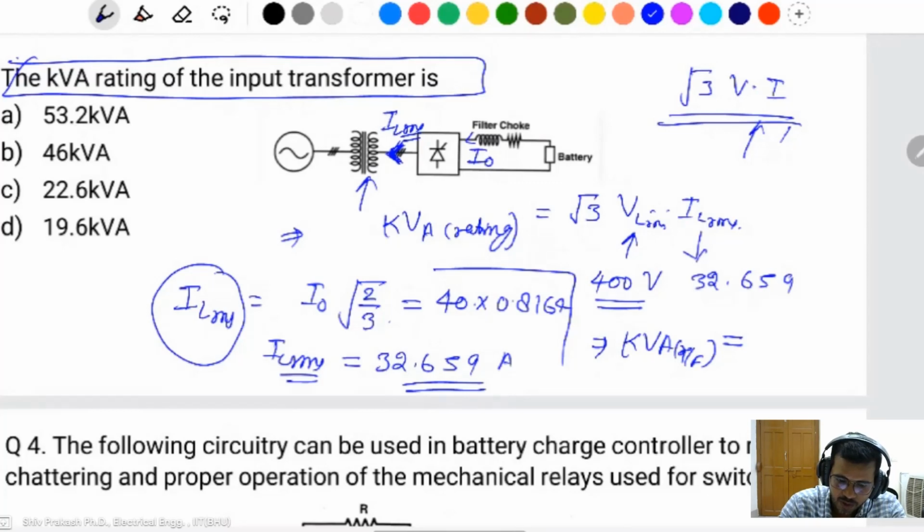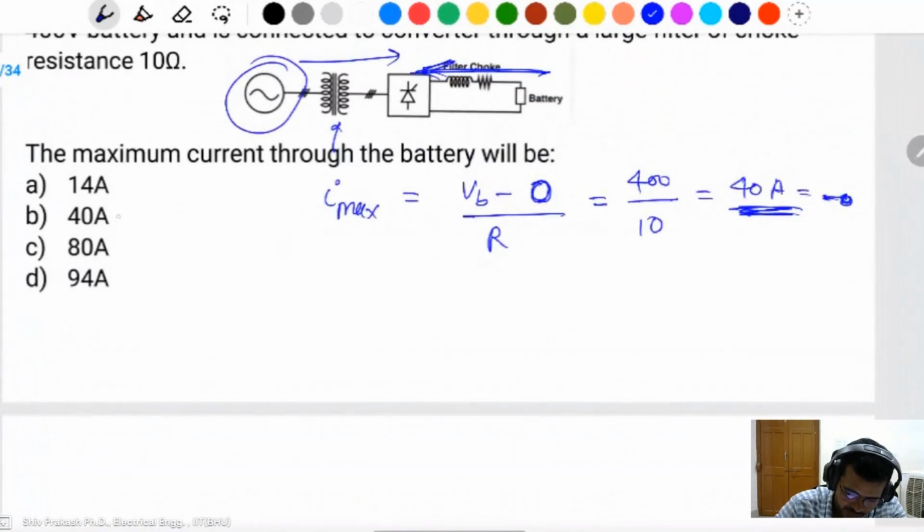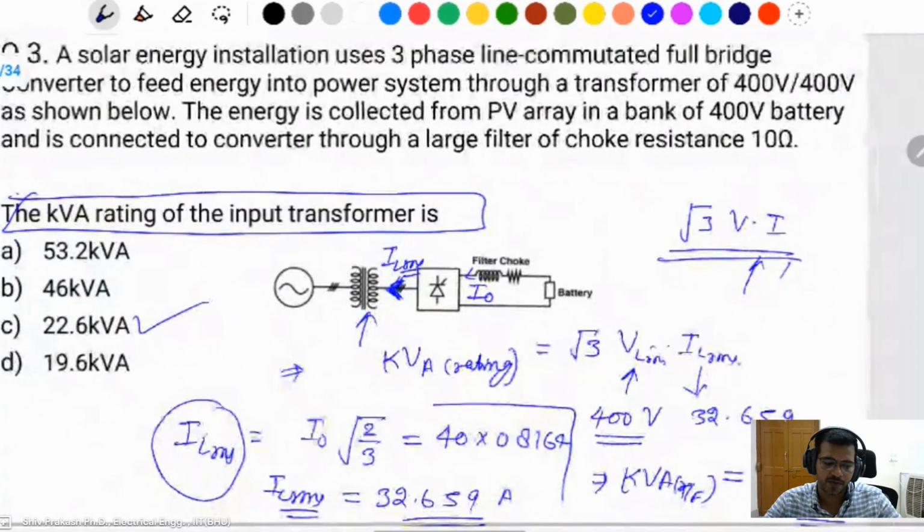Current into voltage into root 3. This is 22.627, 22.62 kVA. This is the third option. This is the second option. Decide the kVA rating of transformer.